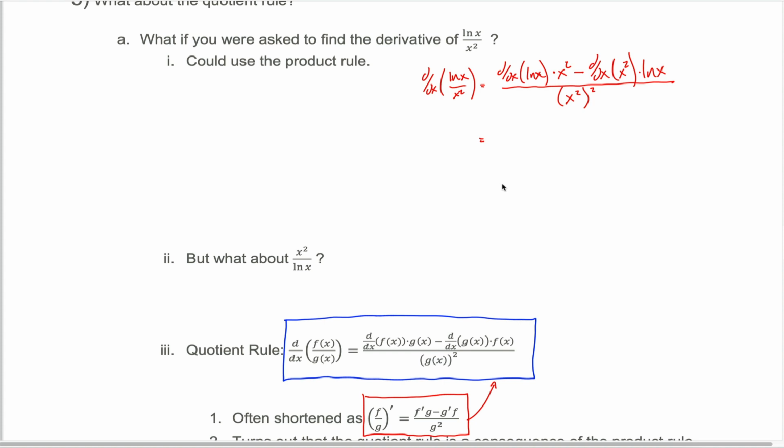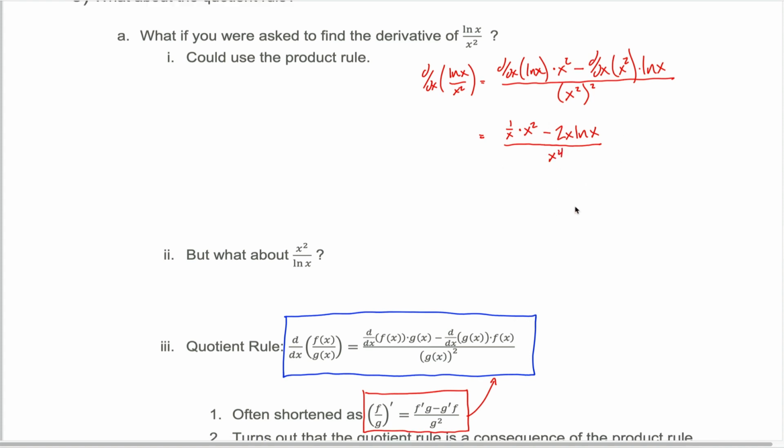So it's good to develop the good habits. The derivative of the natural log of x is just 1 over x. We have to multiply that by x squared. Note, not the derivative of x squared, but just x squared itself. From that, we want to subtract the derivative of x squared, which is 2x, times the natural log of x. That whole thing has to get divided by x squared squared, which means x squared times x squared, which is x to the 4th power.